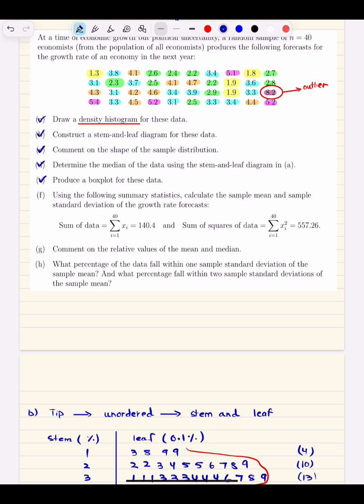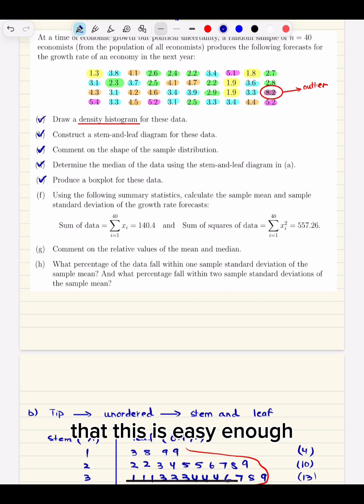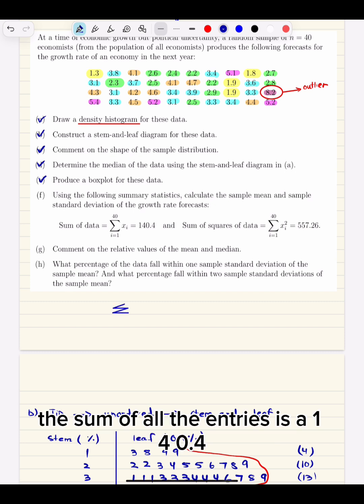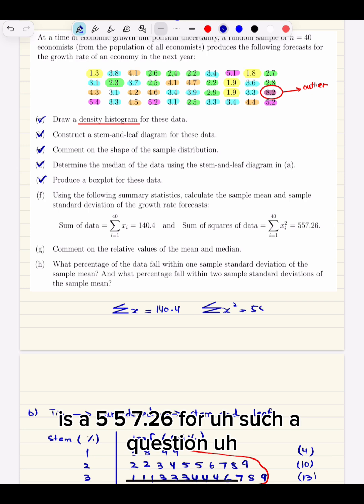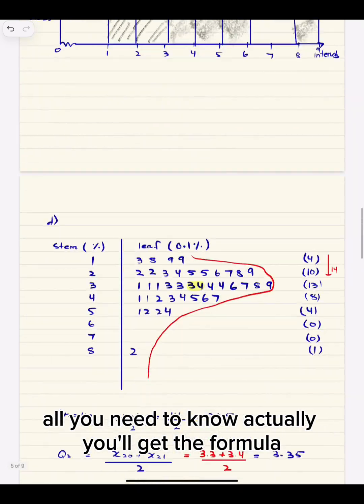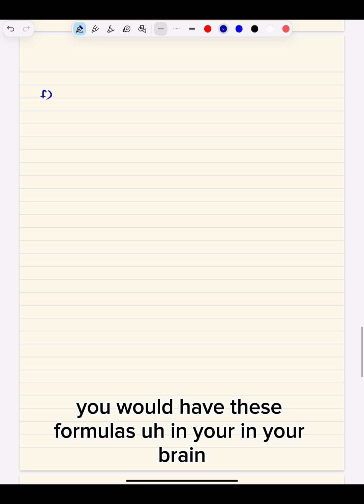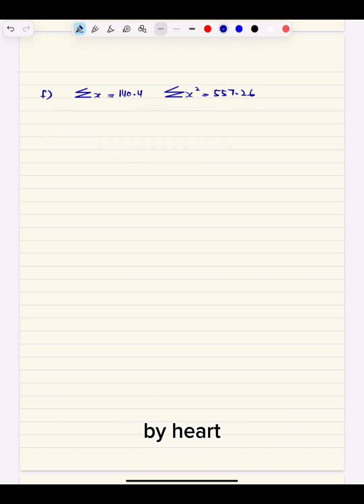Using the following summary statistics, calculate the sample mean. This is easy enough. The sum of all the entries is 140.4, and the sum of the squares is 557.26. For such a question, you'll get the formula sheet, but if you've practiced enough, you would have these formulas in your brain by heart.